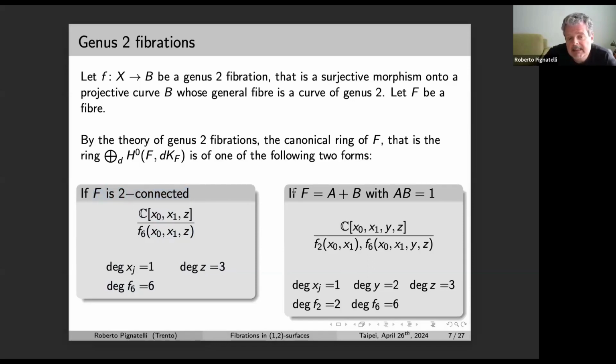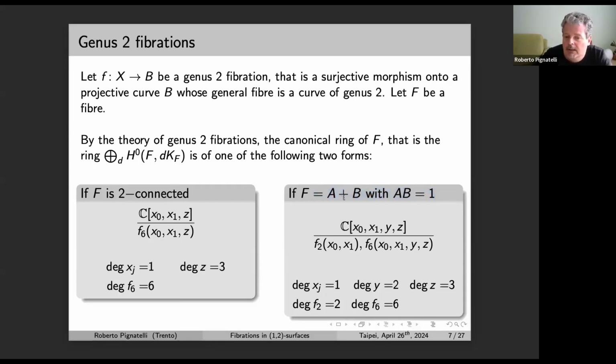Two-connected means that this doesn't happen. So not 2-connected means that the fiber can be written as a sum of two effective divisors whose intersection is one or less, but less is impossible. So if this is not 2-connected, in the case of a genus 2 curve, it means there is this decomposition. So in this case, you can just say 2-connected as there is no such decomposition. So they must be reducible, but not just reducible. They must be reducible as a sum of two elliptic curves. They may be irreducible or not. They may be more complicated.